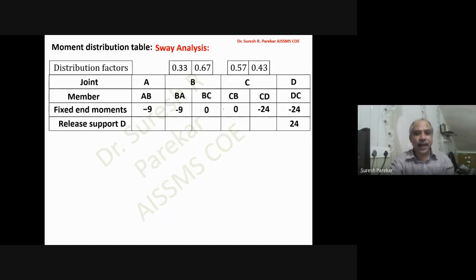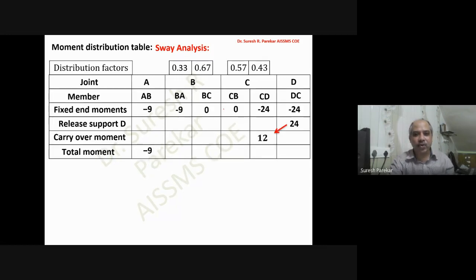Whenever we apply any moment, we have to send it to the other side. Now you can see CD, so we have to send it to DC, which will be half, 12. After this, I have to go for total moment, and then I will get total moment in this fashion. And now I have to go to distributed moment in the same fashion. Now at B, we have to add this, then I will get this value as 9. And for this, we have minus 12 unbalanced, balance will be 12.